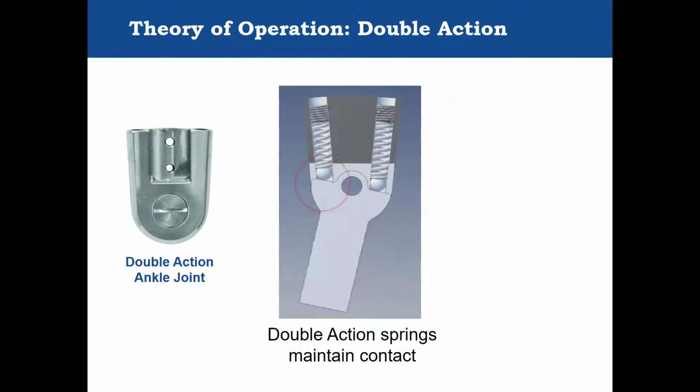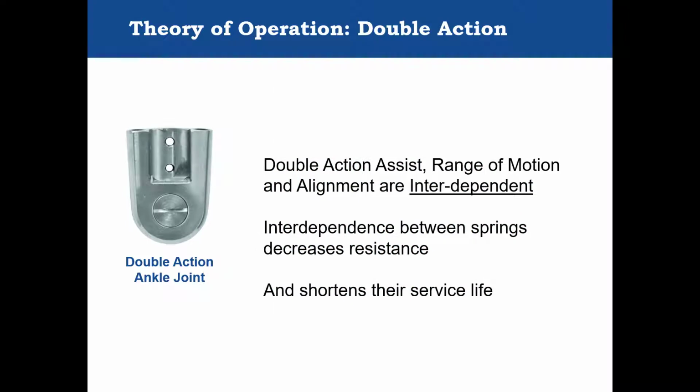This animation illustrates how the stirrup moves inside the double-action ankle joint. Note that as the stirrup moves, the springs maintain contact with the stirrup head throughout its entire range of motion. The design of the double action links the springs together through the stirrup head and makes the dorsiflexion assist, plantar flexion assist, and alignment functions interdependent. This interdependence reduces the component's effective resistance to ankle motion and may significantly shorten the service life of the springs.